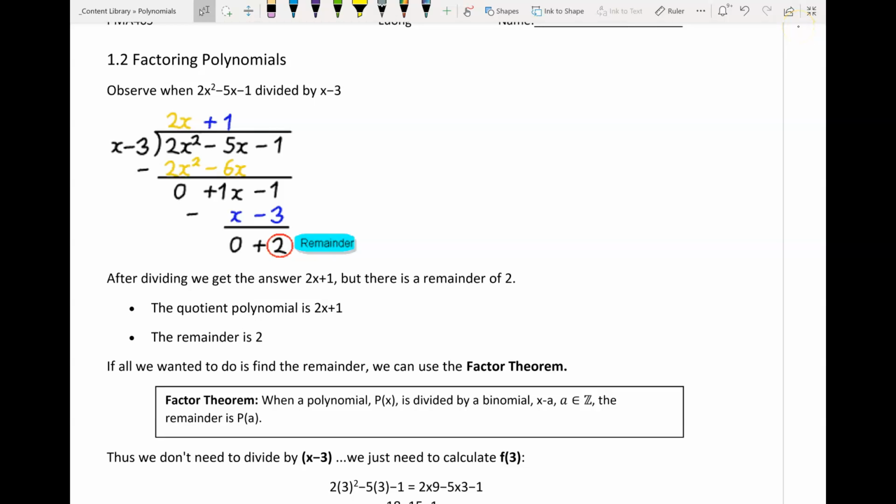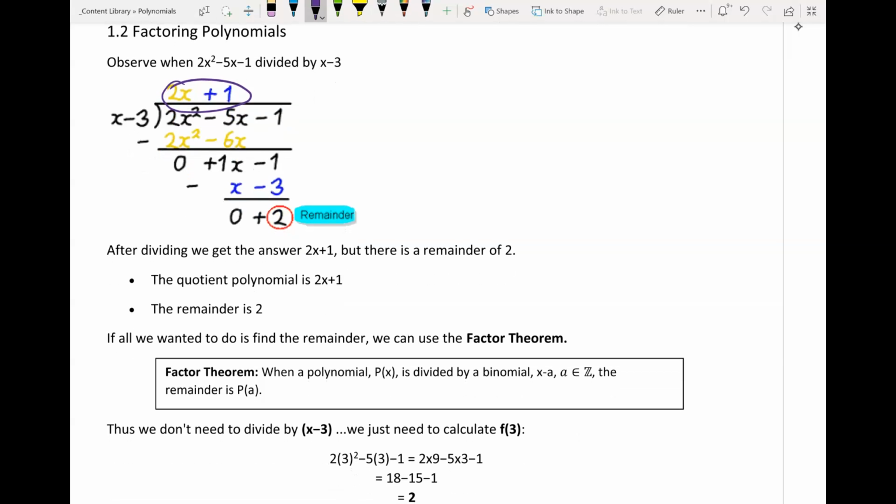In this video, we're going to move on and try to factor polynomials. So in the last lesson, we learned how to divide polynomials through long division or synthetic division. So here I have an example of long division from last lesson. When we divide 2x squared minus 5x minus 1 by x minus 3, we will get the quotient at the top. So this is your quotient. And then the number that stands alone at the very bottom is our remainder. So the remainder is 2 in this case.